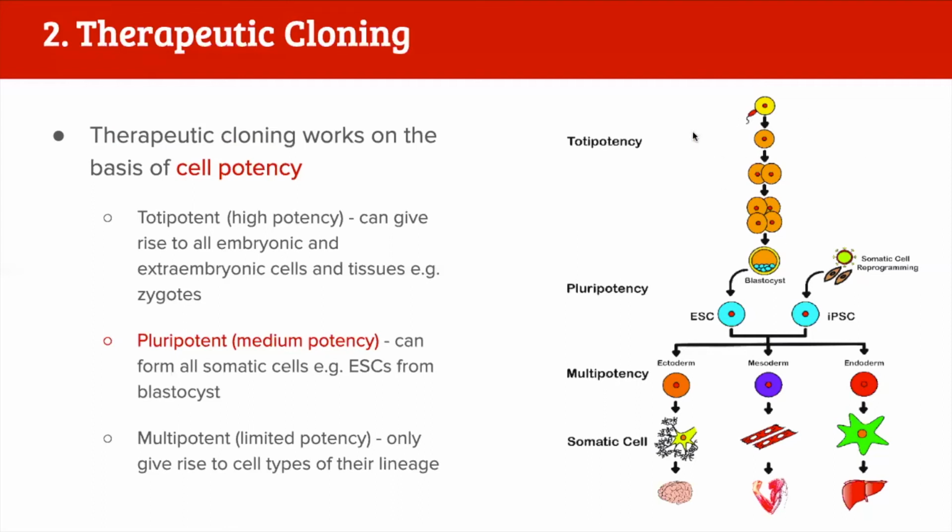So if you look over here in this little diagram, this is where the zygote would be, and see how it says totipotent here. So these can give rise to all other cells, okay? The next level of potency is pluripotent cells, and this is what you're going to be mostly concerned with when it comes to therapeutic cloning. So your pluripotent cells can form all somatic cells. For example, the embryonic stem cells from blastocysts are pluripotent, so they can give rise to all tissues, basically. They just can't give rise to extra-embryonic cells and tissues.